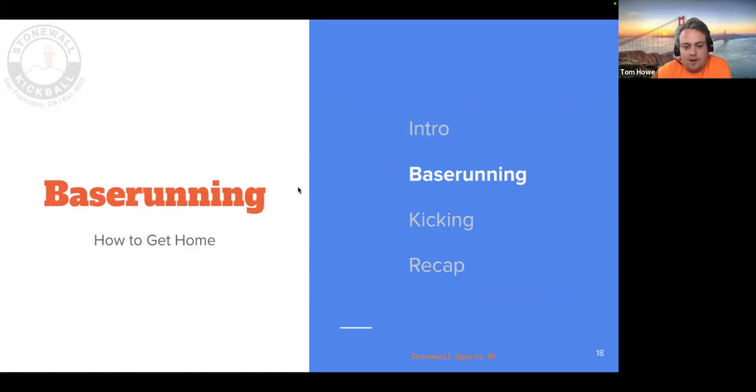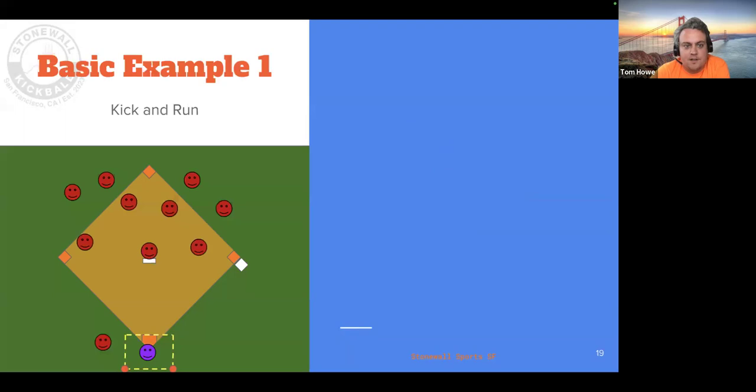So let's talk a bit about base running before we get to kicking. And when I say kicking, I mean we're going to talk about balls and strikes and fouls and that sort of thing later on. Right now, we're going to talk about scenarios for the kicking team as it pertains to running around the bases. So, basic example number one.